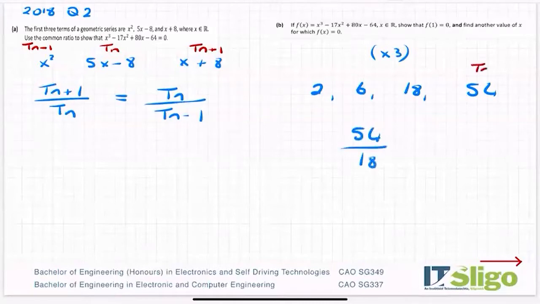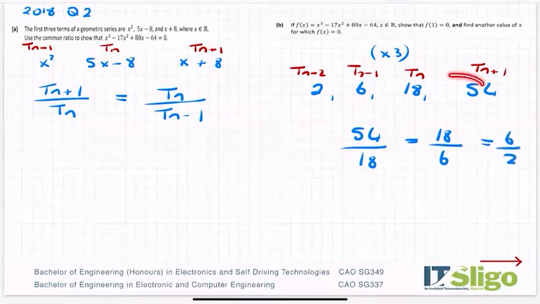Okay, so that could be my Tn plus 1, Tn, Tn minus 1, and then this would have to be Tn minus 2. So 54 over 18 should be equal to 18 over 6, which should be equal to 6 over 2. Okay, that they're all linked as such, and of course I should get 3. So that's what is meant by the common ratio. Okay, and you can see in all of them, I get 3 is equal to 3 is equal to 3. And that's how you prove a sequence is geometric.